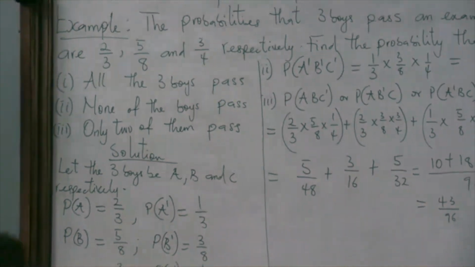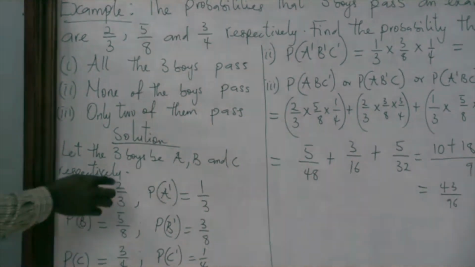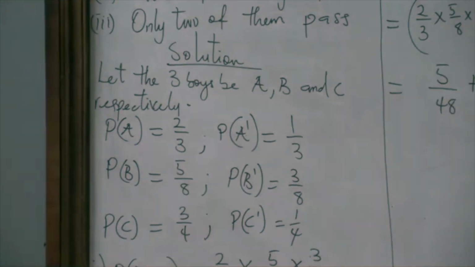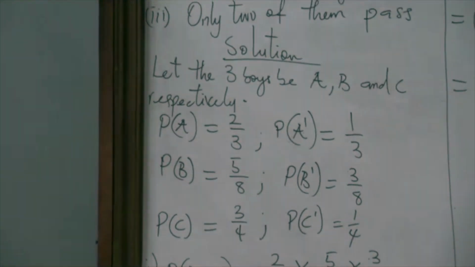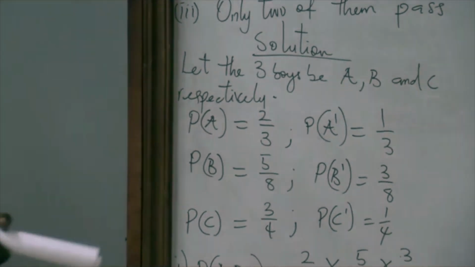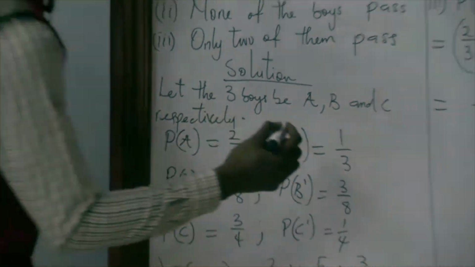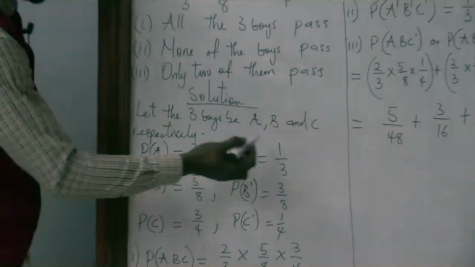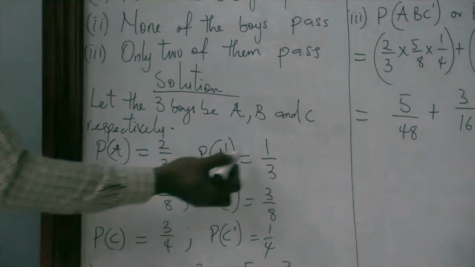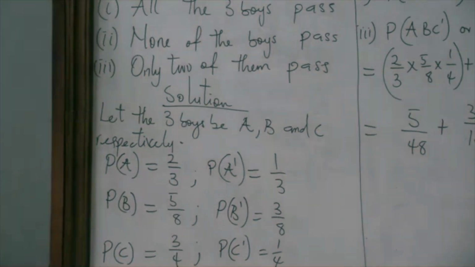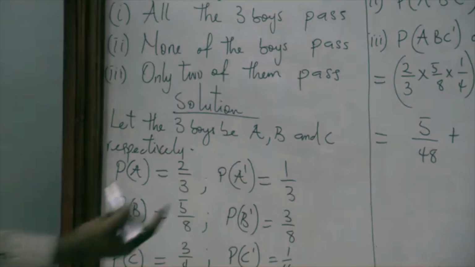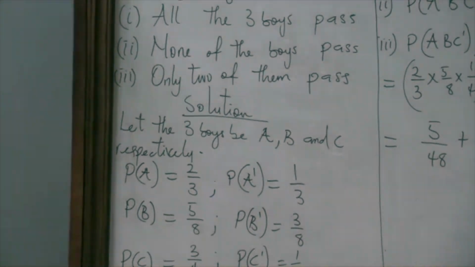So what do we do? Probability that A will pass is 2 over 3. So what's the probability that A will not pass? We need to find that. It's important that we get that value, that A will not pass. So if A will not pass, then that's going to give us 1 minus the probability that A will pass. So 1 minus 2 over 3 will give us 1 over 3. Just do 3 minus 2, that's 1. It gives us 1 over 3. It's easy for us to subtract like that.